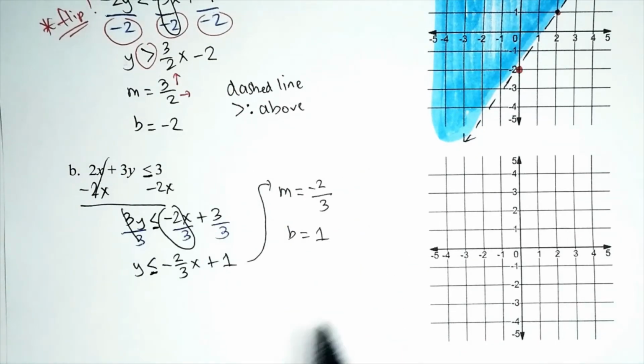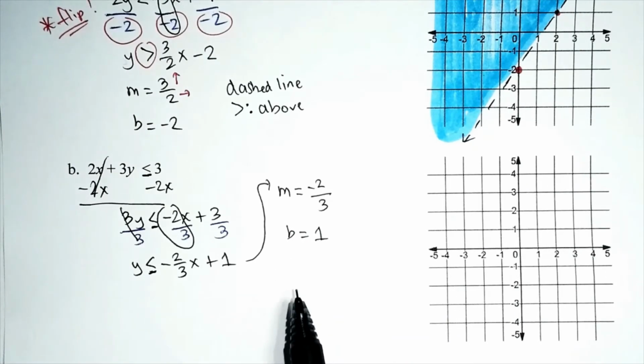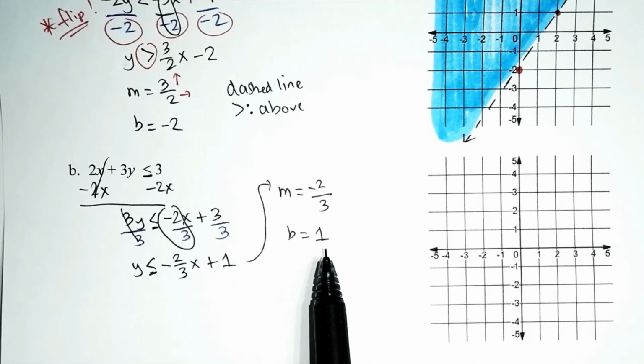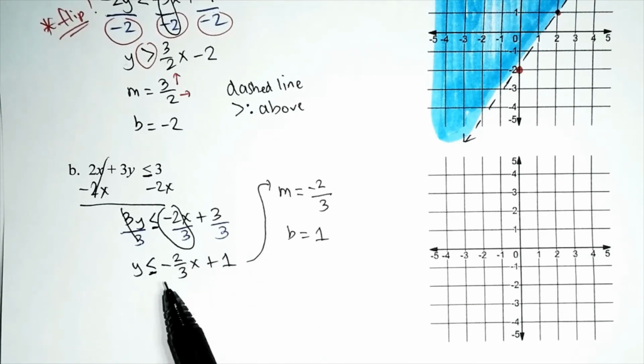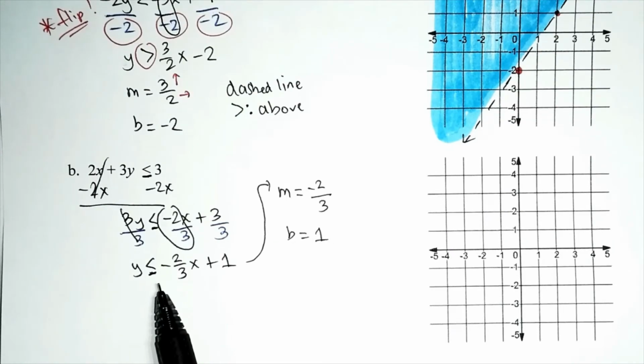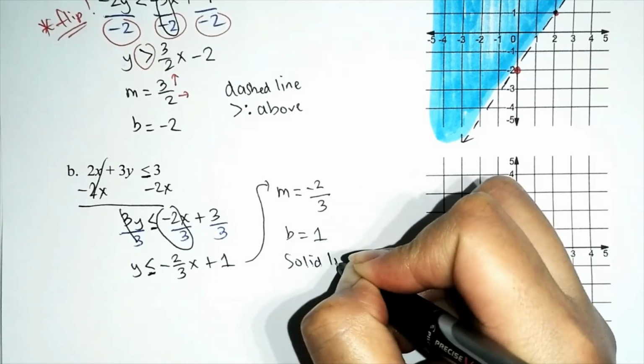Okay, so let's write down the game plan. So first we're gonna write down what we need to draw the graph of the boundary line. So we identify the slope, the y-intercept, and then make the call if we can really graph the line. The inequality symbol has the equal to part, so that means we can graph the line. So let's go ahead, put solid line just to keep it consistent with the book.